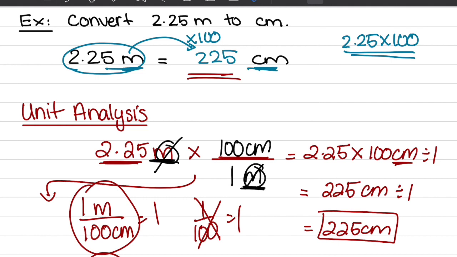Is it 225 centimeters? Is it millimeters? Is it decimeters? We don't know. So you have to be very clear and detailed when you write your solutions. In the next video, I'm going to go over another example and then some practice questions.